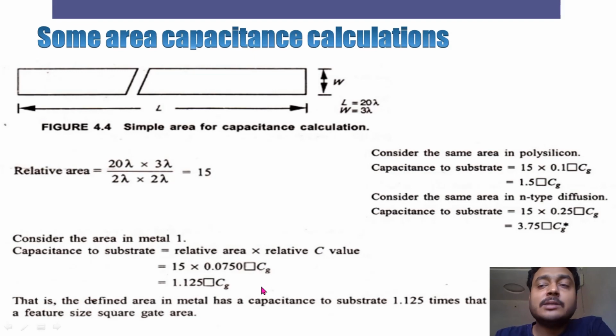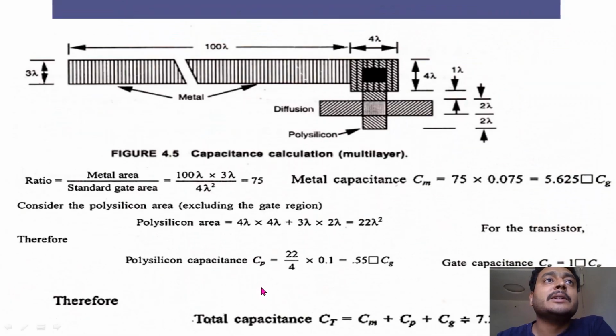Okay, so we have another example here. This is one of the layers you are given. We have a metal layer, we have a contact, and we have a transistor, and here they are given some dimensions. They asked us to calculate the capacitance of each layer. So how do we calculate each layer's capacitance? We have done it previously, right? Just before, we calculated the relative area of the metal.